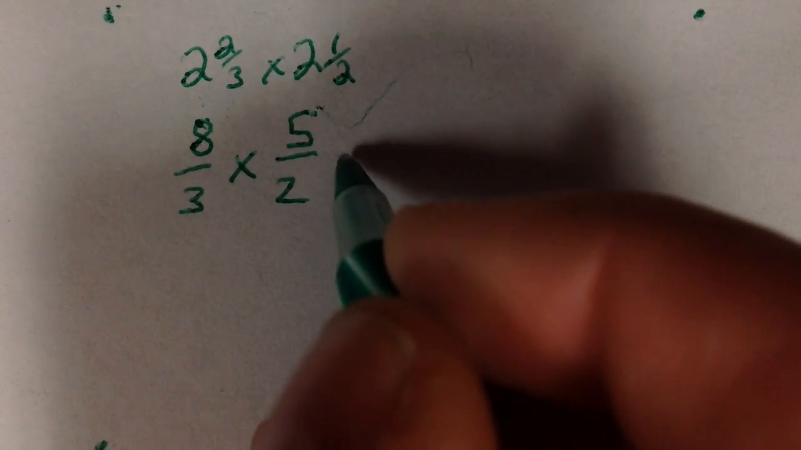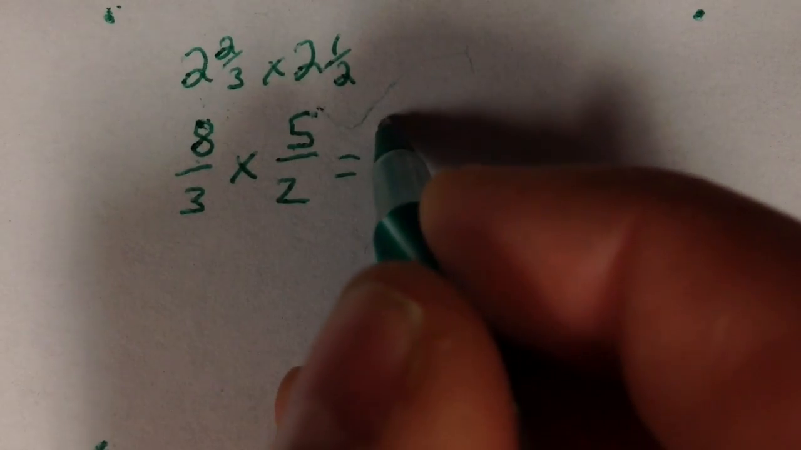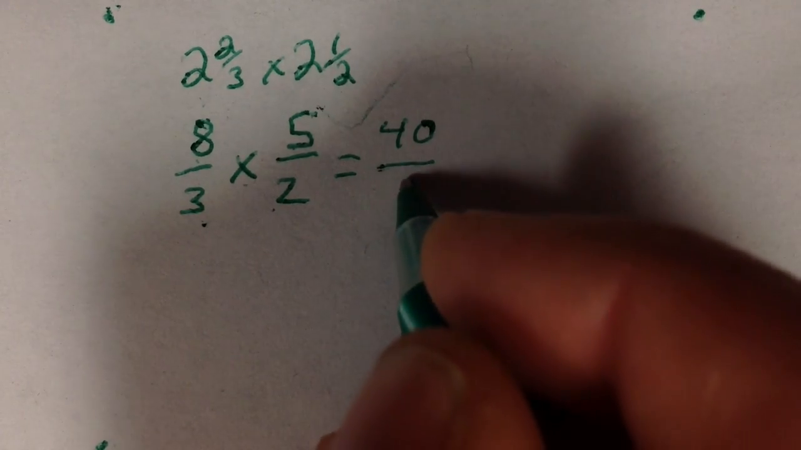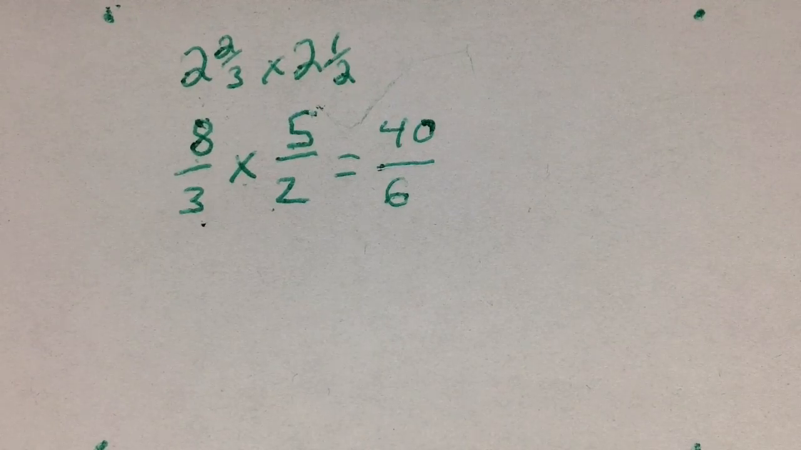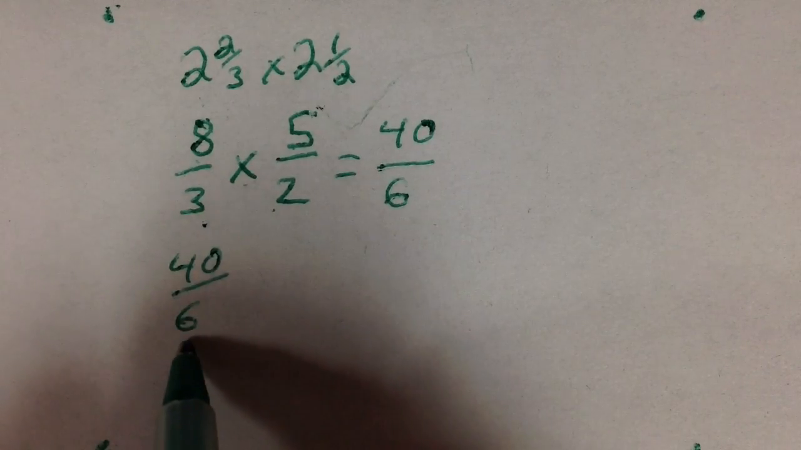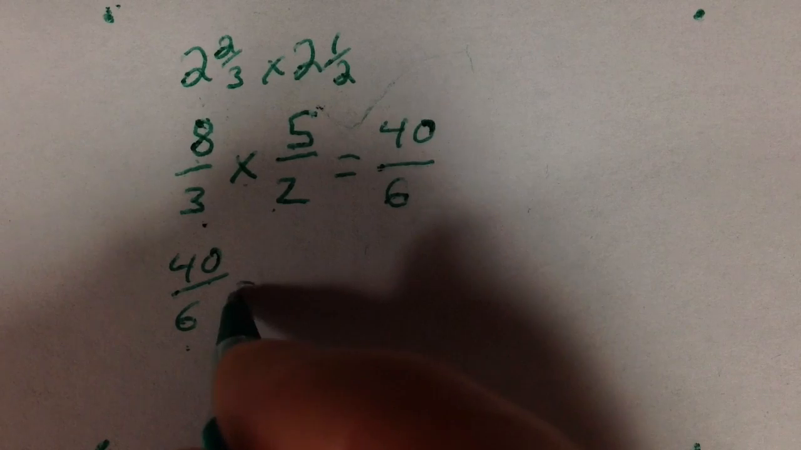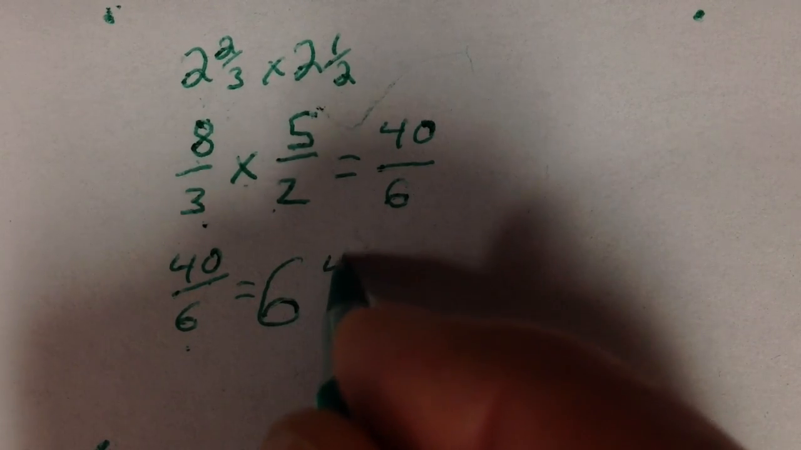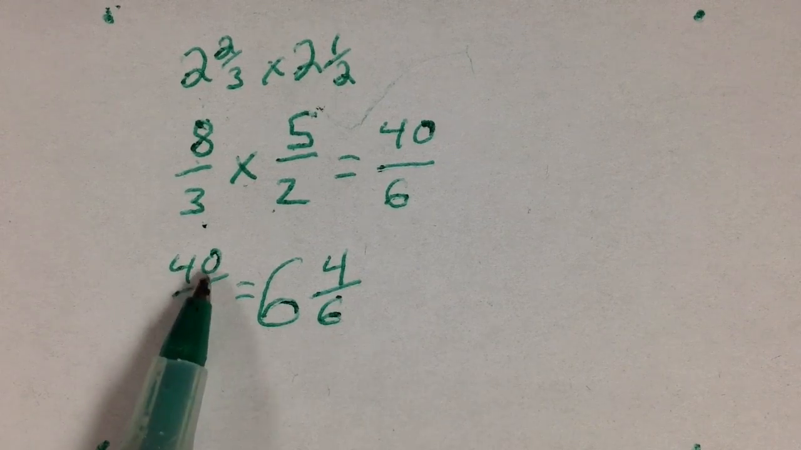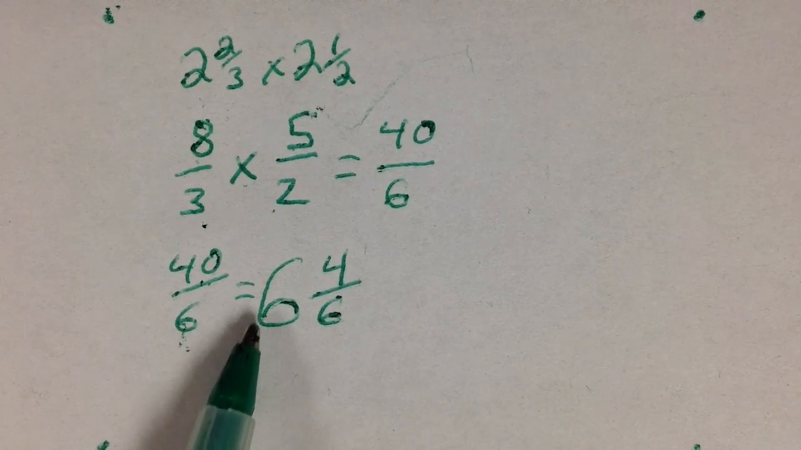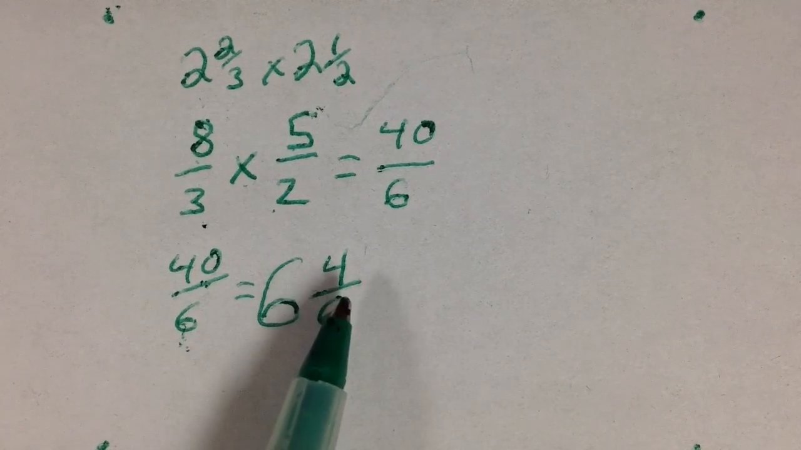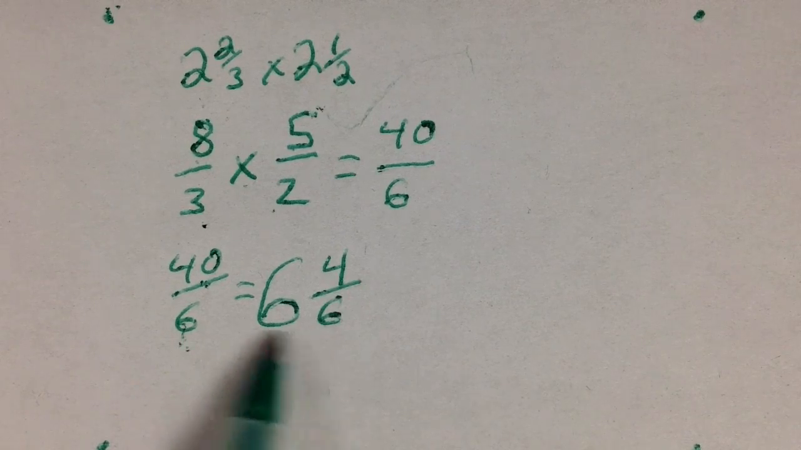Now I simply multiply the numerators. 8 times 5 is 40. 3 times 2 is 6. 40 sixths. Now I need to simplify 40 sixths. 6 goes into 40 6 times, and there are 4 left over, so 6 and 4/6. The reason 6 goes into 40 6 times is because 6 times 6 is 36, and then I subtract 40 minus 36 to get my 4 remainder, which becomes the new numerator of the mixed number.